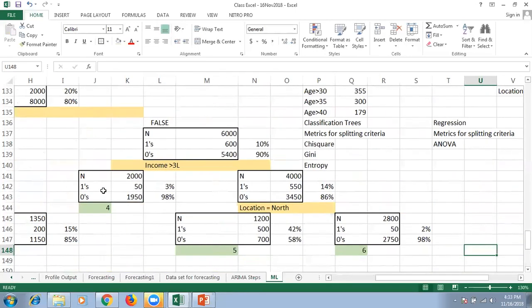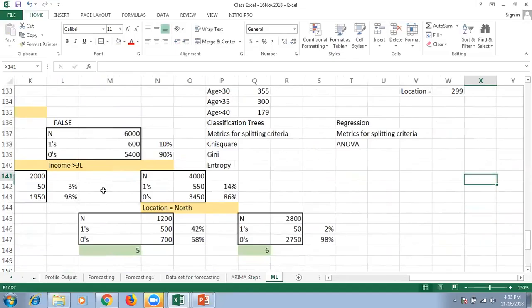Let me tell you what I mean by stopping criteria. You understand splitting criteria? Now stopping criteria. You can define it based on where you want to stop. One way of stopping is number of levels.